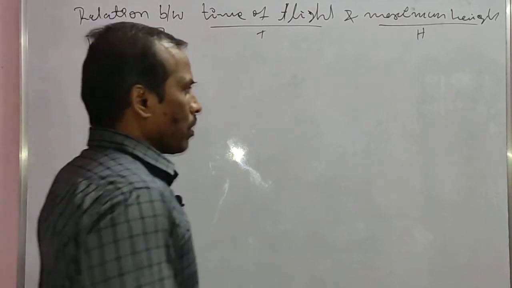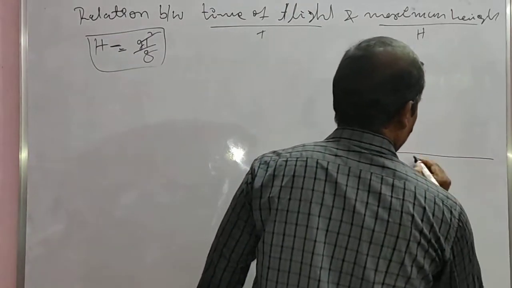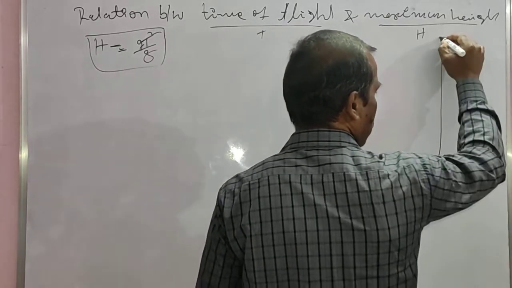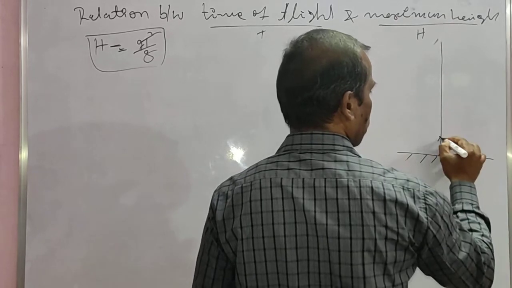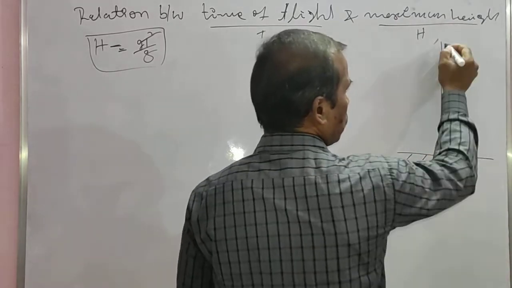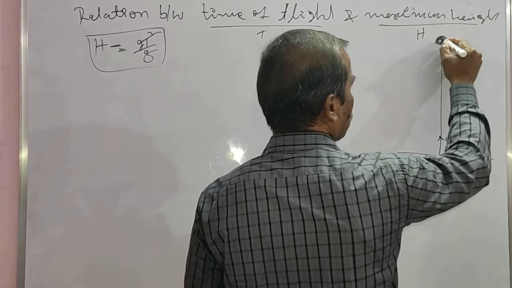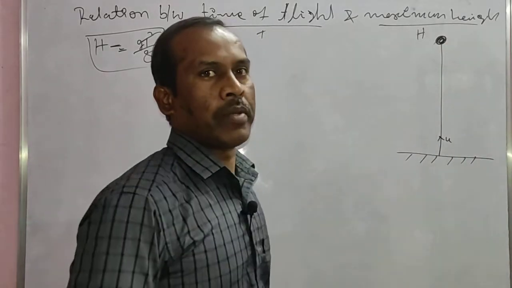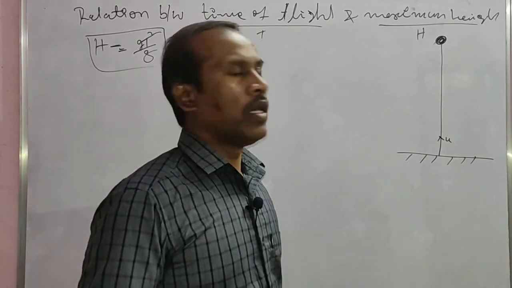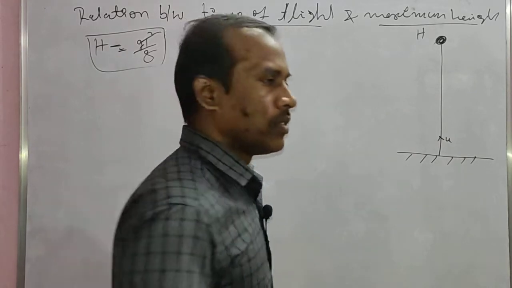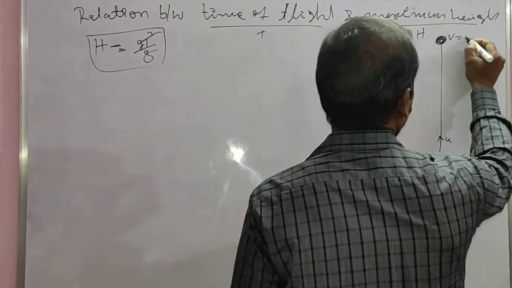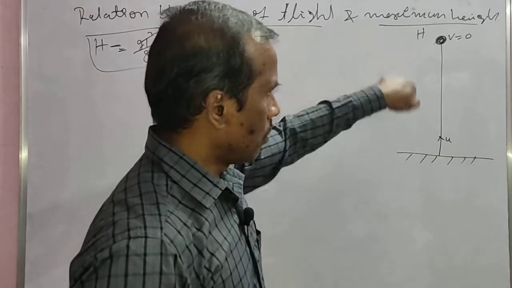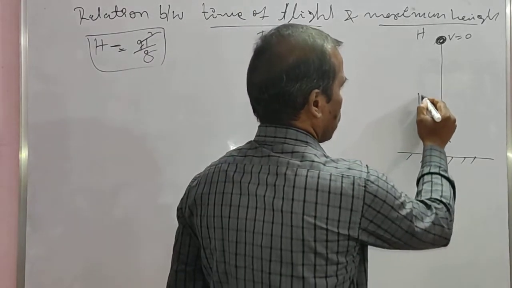First of all, the body is projected vertically with initial velocity u. For example, the body reaches the point O, and that point O is the maximum height. The velocity of the body at the maximum height will be 0. That means the final velocity is 0. The height of this path is h.